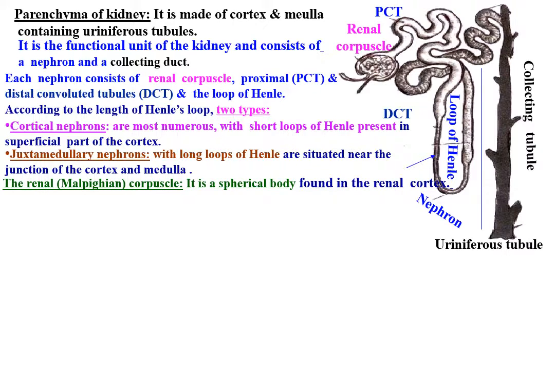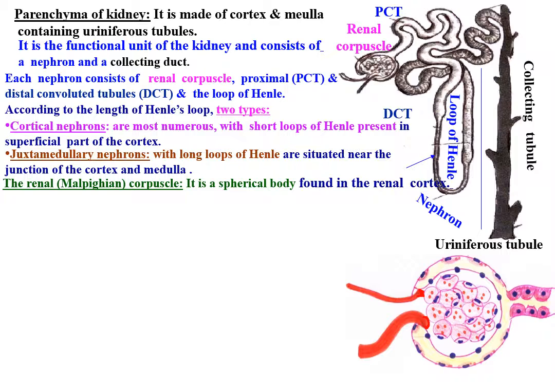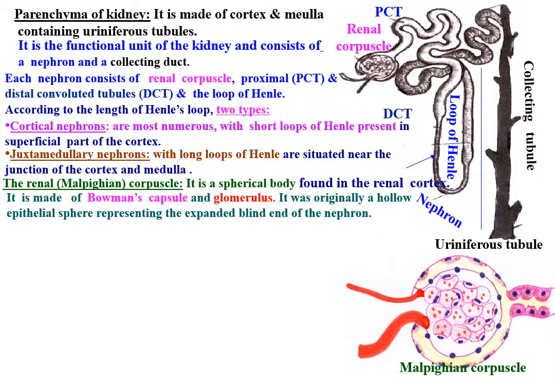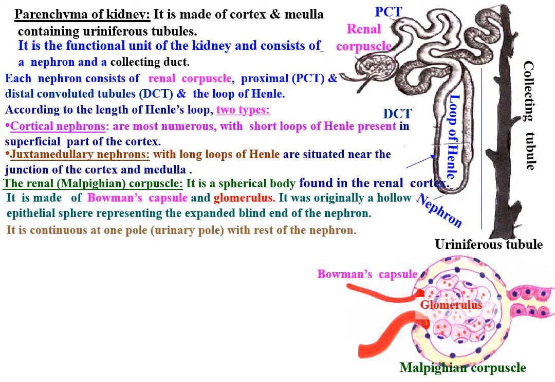Renal or Malpighian corpuscle is a spherical body found in the renal cortex and is made of Bowman's capsule and glomerulus. Bowman's capsule was originally a hollow epithelial sphere representing the expanded blind end of the nephron. It is continuous at one pole, the urinary pole, with the rest of the nephron.